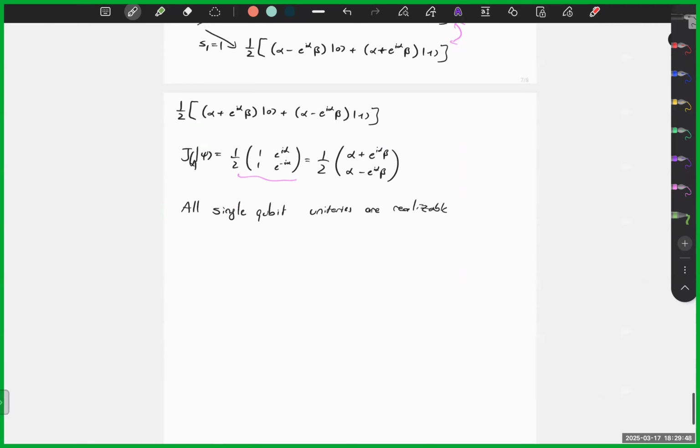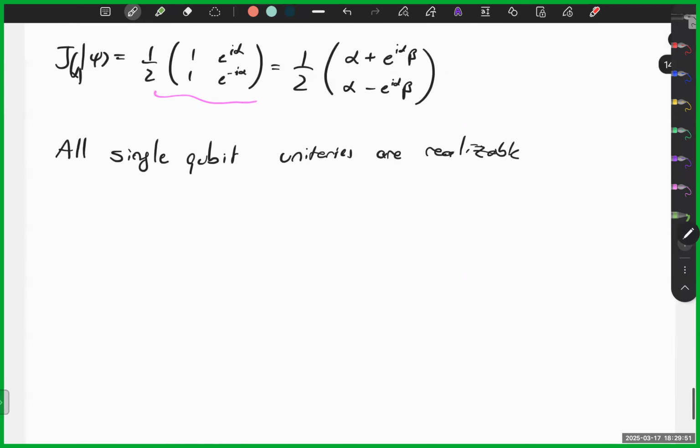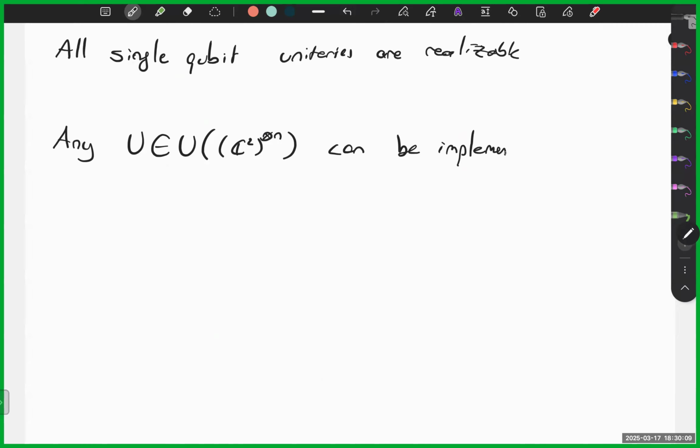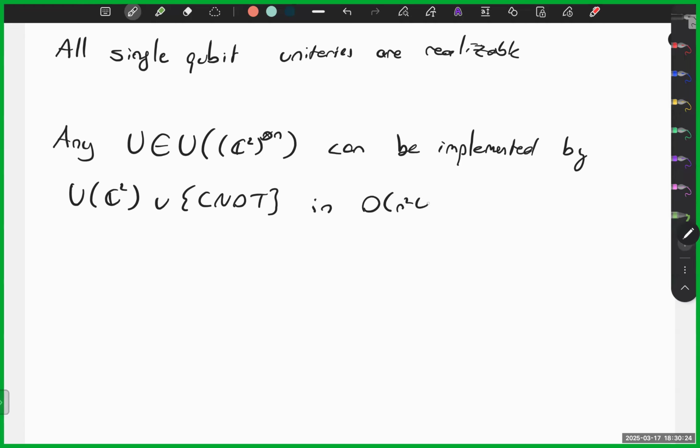So moving on, I will also use another fact from the quantum circuits, which says that any n-qubit unitary, U in C2 over tensor n, can be implemented by single qubit unitaries and CNOT, and also in O(n) square for n gates, but it's not important for us, this part.